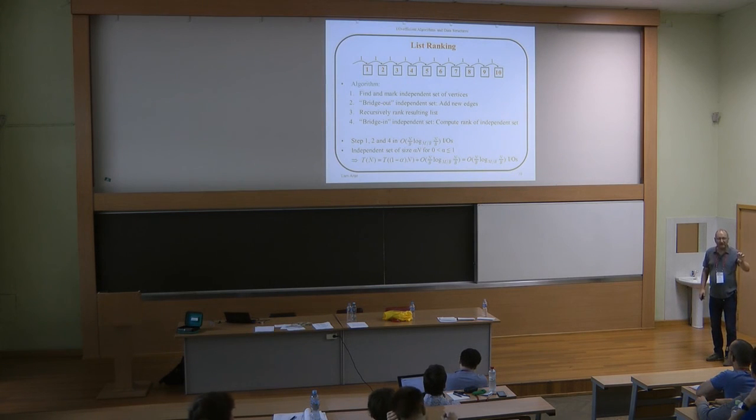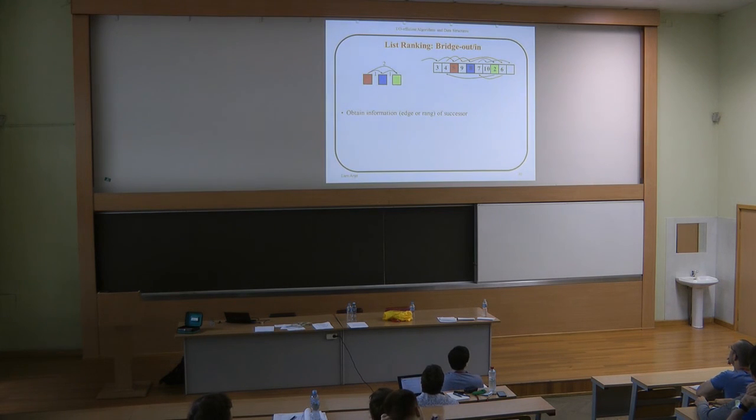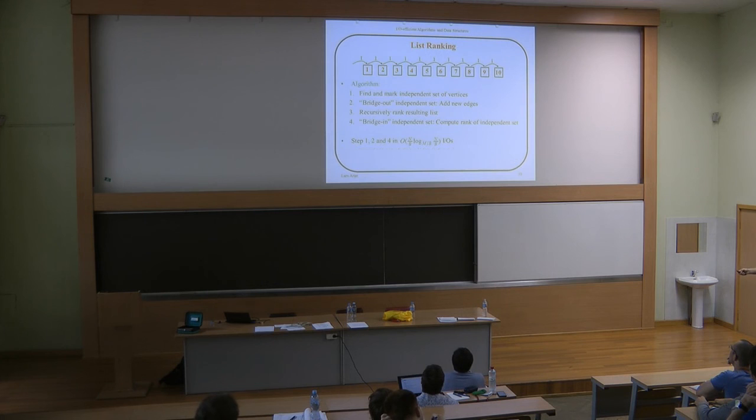Finding an independent set, removing the independent set, recursively solving the problem, putting the independent set back in again. I get the right bound if I can find a very big independent set, an independent set that is a fraction of the elements. Let's do the bridging out first, and I don't want to do the bridging in, because that's basically the same. So in the bridging out, I was doing this process here.